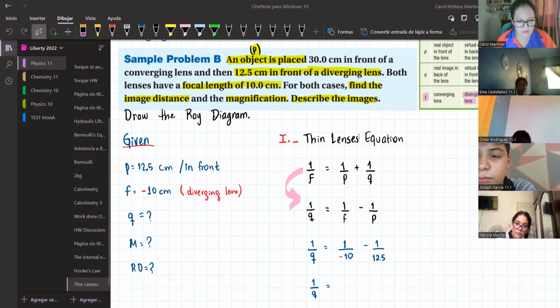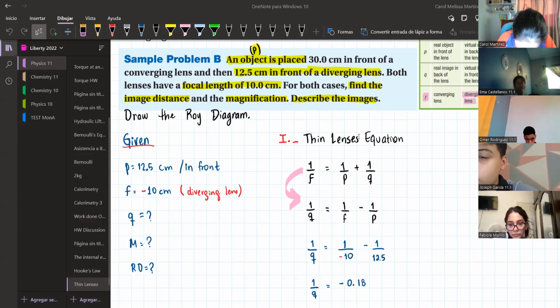I prefer the decimal because it's an exact decimal. When you have to make roundings, I don't like you to do roundings, but you can do it in the end. But I don't like it, okay? Because then it's less accurate. So negative 0.18, and to actually solve for Q, you need to use the reciprocal function on both sides.